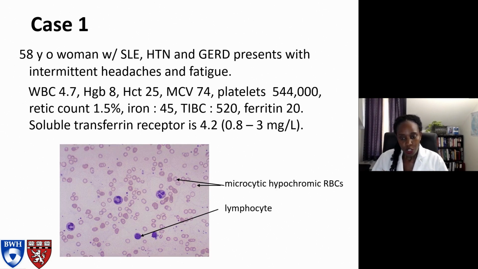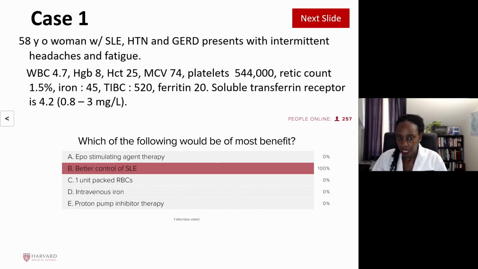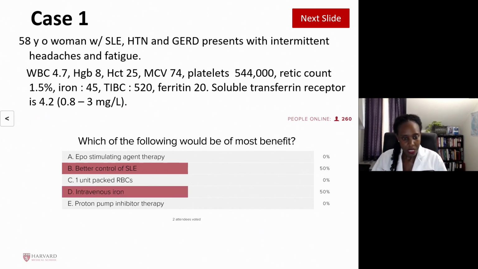Her peripheral smear shows microcytic red cells, which means that the red cells are smaller than the nucleus of a mature lymphocyte. Which of the following would be of most benefit in this patient? An EPO-stimulating agent, better control of her lupus, 1 unit of packed RBCs, intravenous iron, or a proton pump inhibitor?